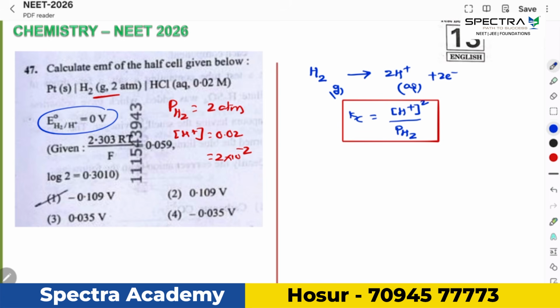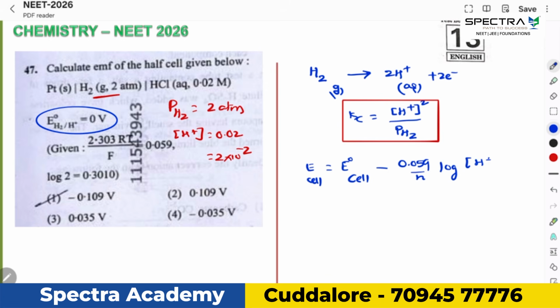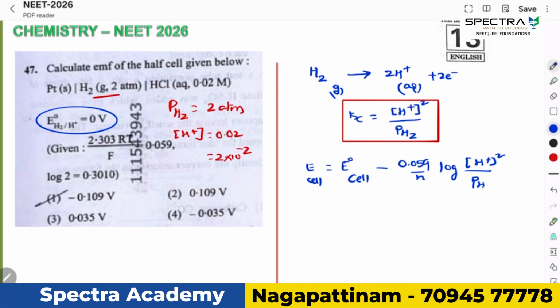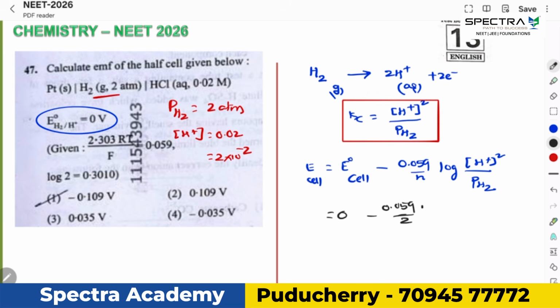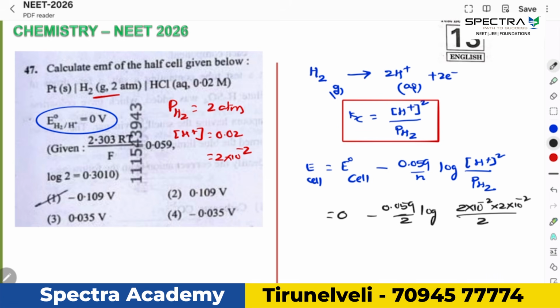And the standard electrode potential E naught is given. So the formula is E cell is equal to E naught cell minus 0.059 by n log of H plus ion whole square divided by the pressure of hydrogen gas. E naught cell of the reaction is 0, minus 0.059 by 2 log of H plus ion concentration, 2 into 10 to the power of minus 2, whole square, divided by the pressure of hydrogen, which is 2.